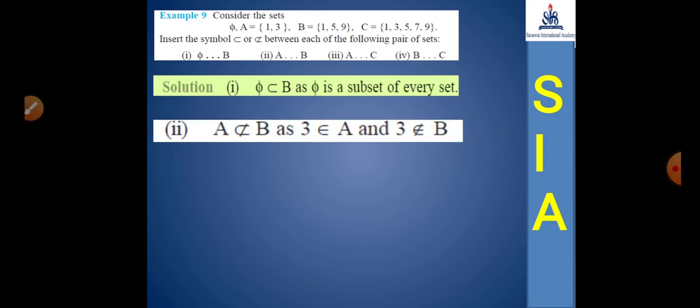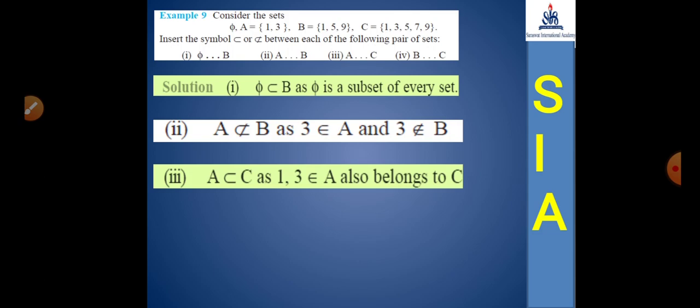Second one, A is not a subset of B, because not every element of A is present in B. That's why A is not a subset of B. Continue, third one, A and C related. Yes, A is present in C.